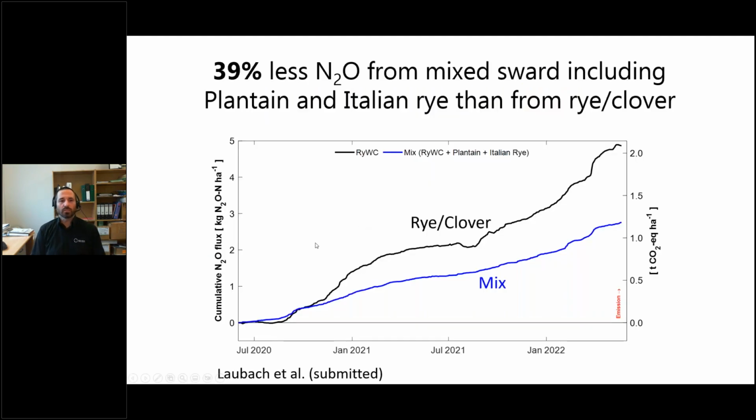From this experiment, we found that there was 39% less nitrous oxide from the mixed sward. The mixed sward in this case was only a 5-species mix, and the key differences were the inclusion of plantain and Italian ryegrass clover. You can see time is on the x-axis here, and this is cumulative nitrous oxide flux, in tonnes of CO2 equivalents on this side. And you can see that through time there was definitely less N2O from the mixed sward.